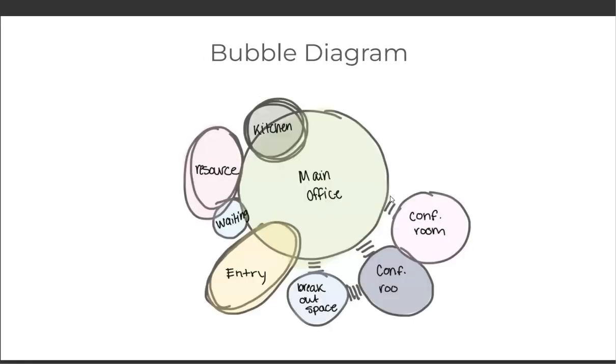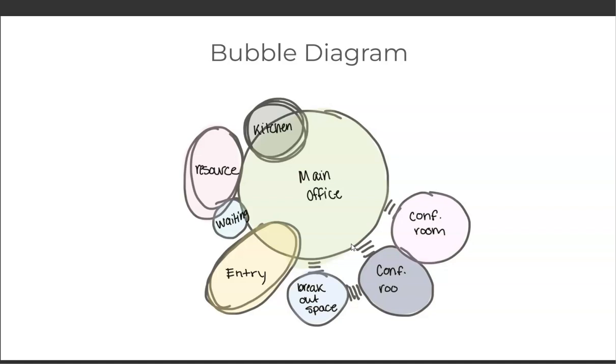Once you have that big idea, you can then move on to an actual refined bubble diagram. You can see I have my main office space here. This is larger, and then I have smaller program spaces that surround it, such as the kitchen, a resource room, a more central entryway, 2 conference rooms, and a smaller breakout space. The program spaces are just the different spaces that make up the building.